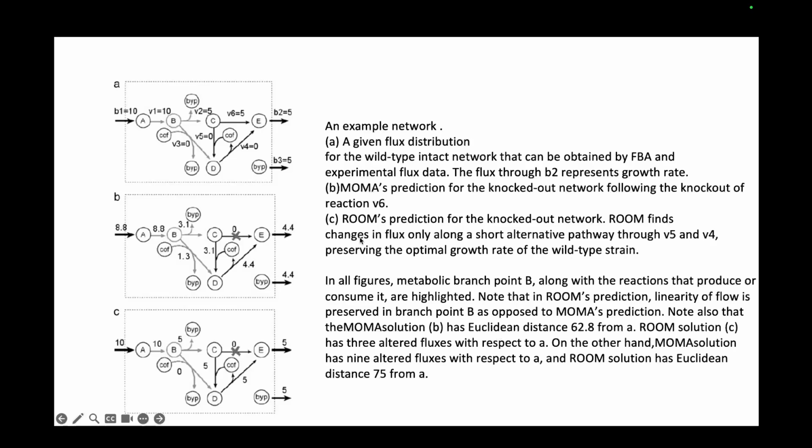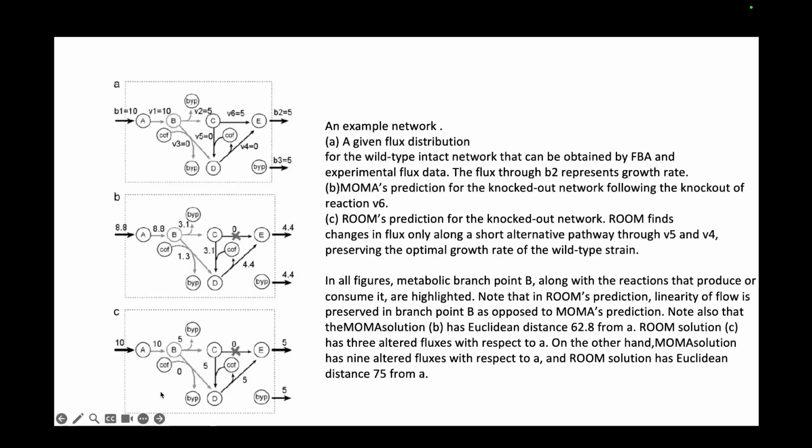It finds changes in flux only along a short alternative pathway through V5 and V4. So this is V5 and V4. Instead of going this way, it is going this way and this way. So it changes flux in only one short alternative pathway, preserving the optimal growth of the wild strain.